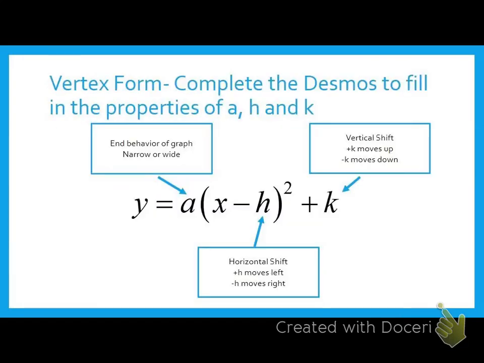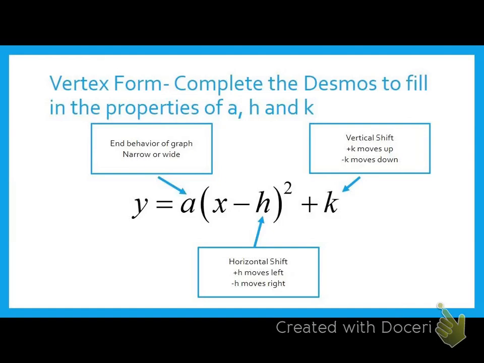Okay? Now, in class we were able to do this Desmos activity that kind of showed you how a parabola moved with numbers filled in different places. Okay? Basically what we found out in that activity was exactly what we saw with standard form with our A. A is going to tell us our end behavior. If it's positive, then the graph's going to open up. If it's negative, it's going to open down.